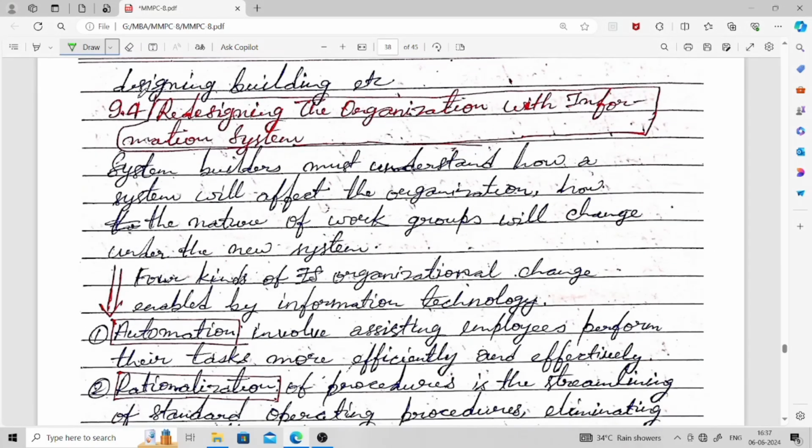Then you have 9.4, that is redesigning the organization with information system.